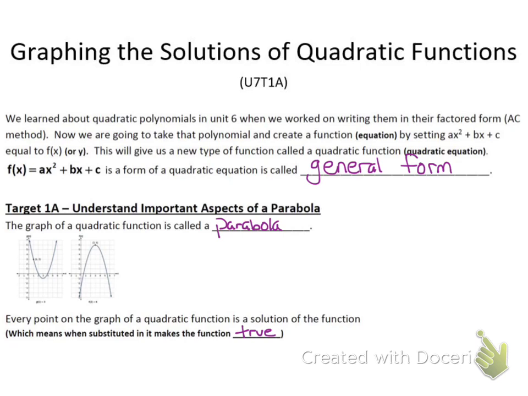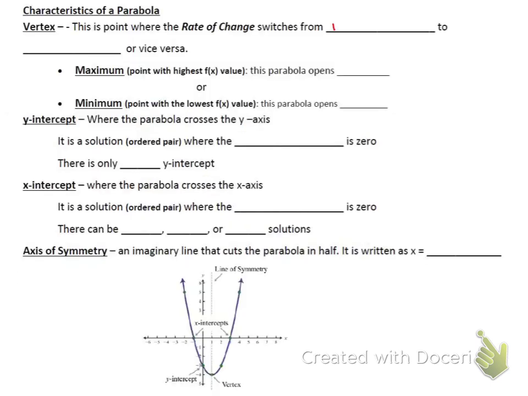So now that we know about the name of this function and the graph itself, let's actually start to look at some characteristics. The first characteristic is the vertex, the point where the rate of change switches from increasing to decreasing or vice versa. Now, what does that actually mean? We tend to call vertex, or vertices for plural, maximum and minimum points. Maximum points occur when the graph, or the parabola itself, opens down, and a minimum point occurs when the graph opens up. So visually, what does that look like?